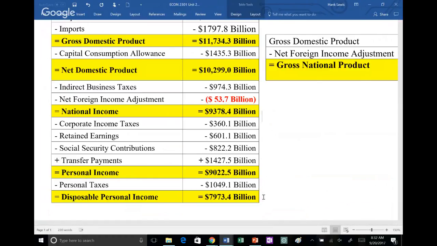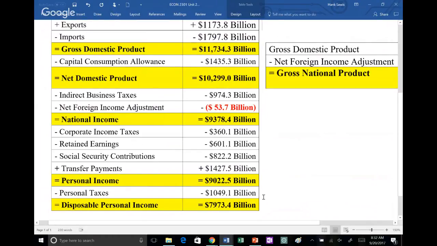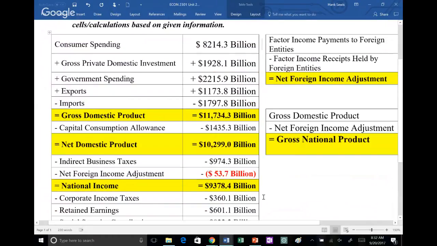$7,973.4 billion in take-home pay. But then look up here, we got $8,214.3 billion spent. I want you all to notice that U.S. households are spending about $250 billion more than they actually had in take-home pay. Now, how can people do that? Let's think about that for a moment.